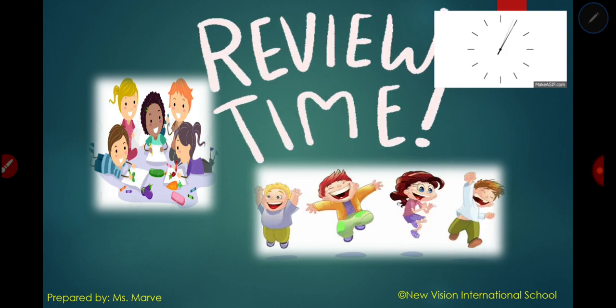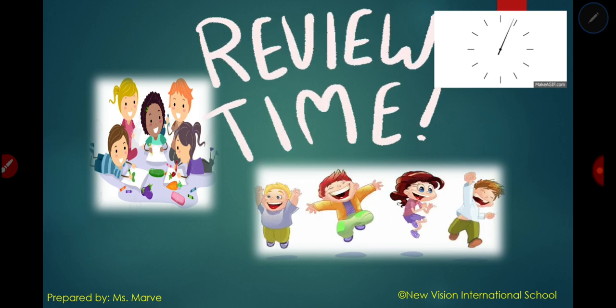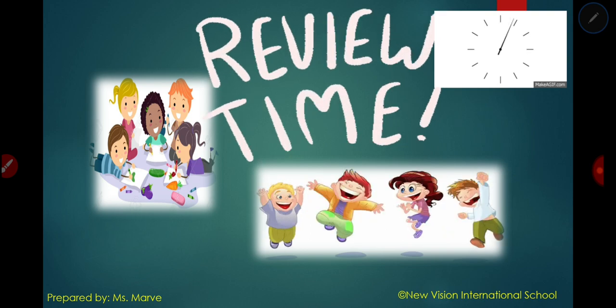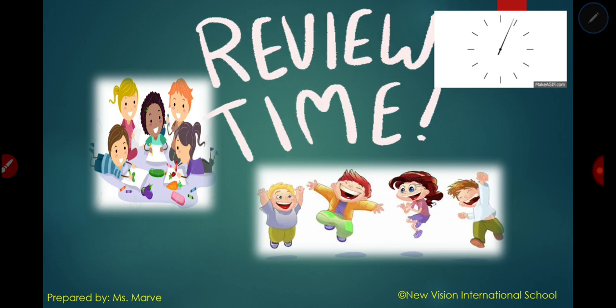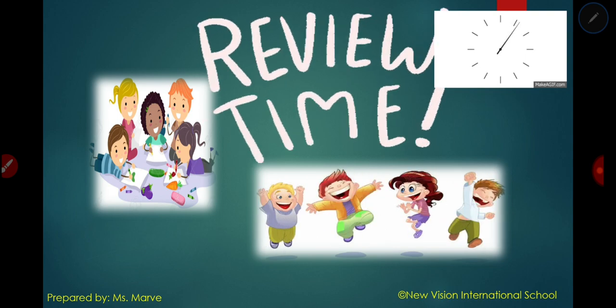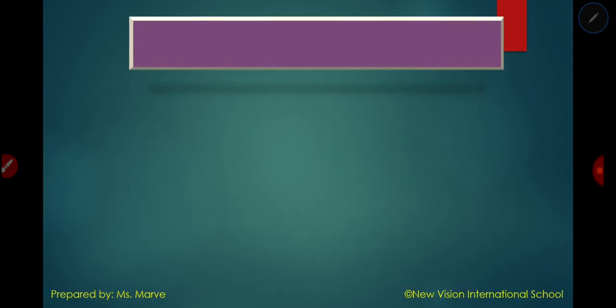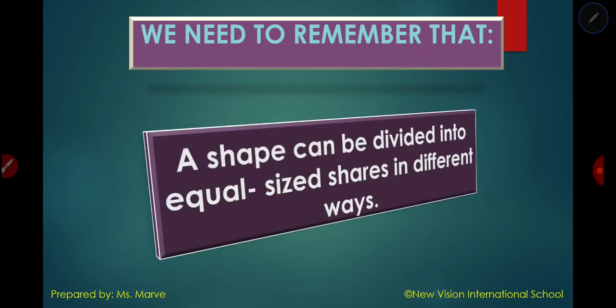Then you can describe the whole as 2 of or part of the shares. And therefore, you can understand how you are going to do each of our activities later on. Did you understand? Okay, very good. Let's have our essential understanding that we need to always remember. Okay? Let's read with me. A shape can be divided into equal-sized shares in different ways.